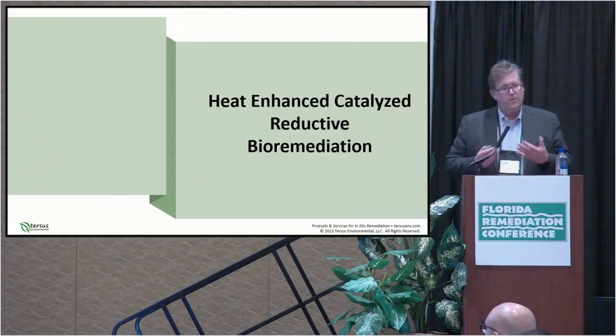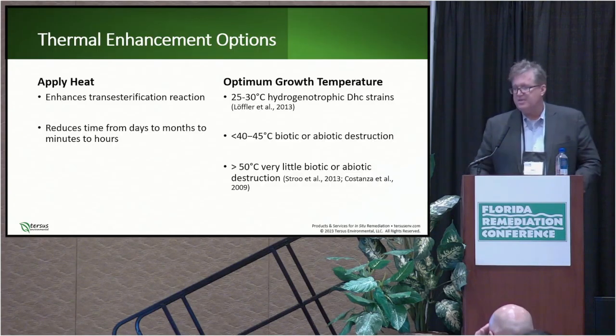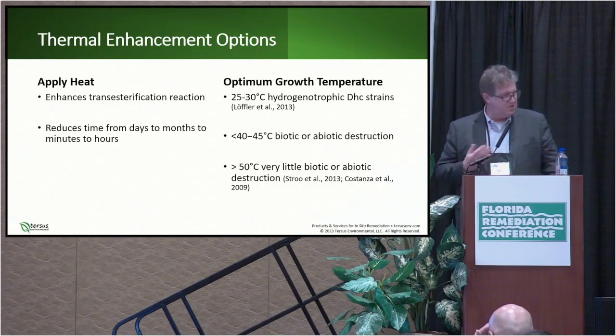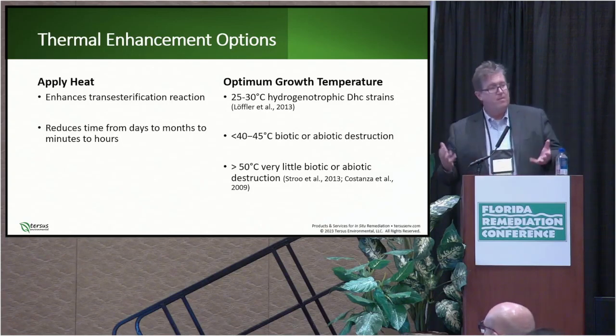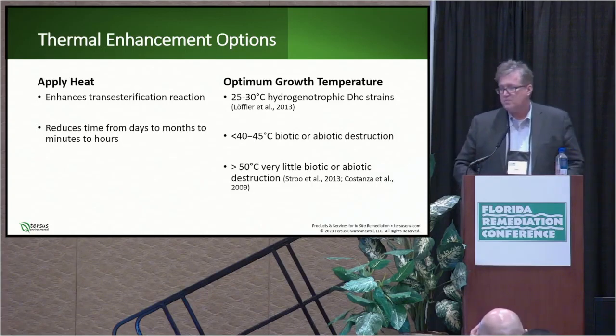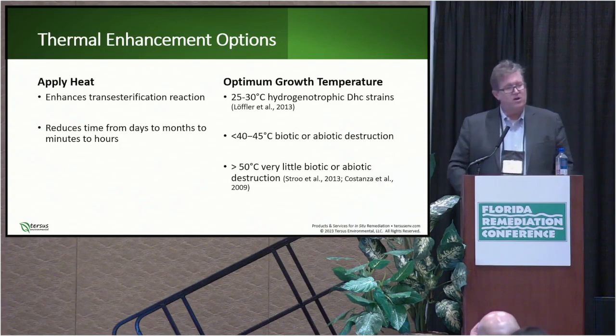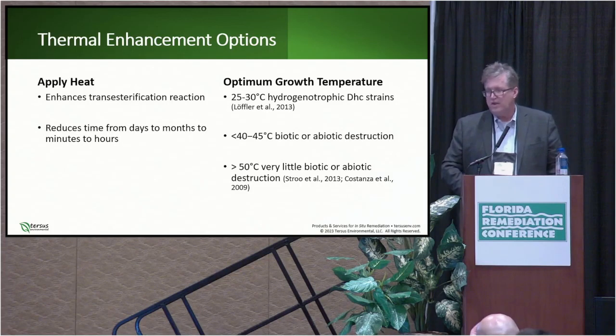So when we add heat to the process, the reason we would want to add heat is because it enhances the transesterification reactions. Generally, it's going to make it much faster, so we're not waiting for months for the reactions to occur. It's going to be happening within days to weeks. And then also we're going to be within the optimal growth temperature for the D. helicoides, and so that's really between 25 and 30 degrees C.